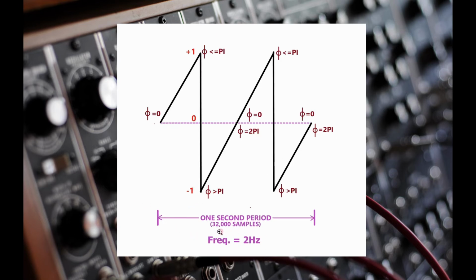Now let's look at a 2 Hz example. Here again we see the 32,000 samples in a 1 second period, but now we have 2 full saw wave cycles rendered in that 1 second period, because the phase increment between samples has doubled. The first cycle's phase begins at 0, it peaks at +1 when phase reaches pi, then it snaps down to -1 when phase is greater than pi, and continues until it reaches a value near 0 again when phase is greater than 2 pi. Then phase continues from there, and the process starts all over again to do another full cycle by the time it reaches the 32,000th sample.